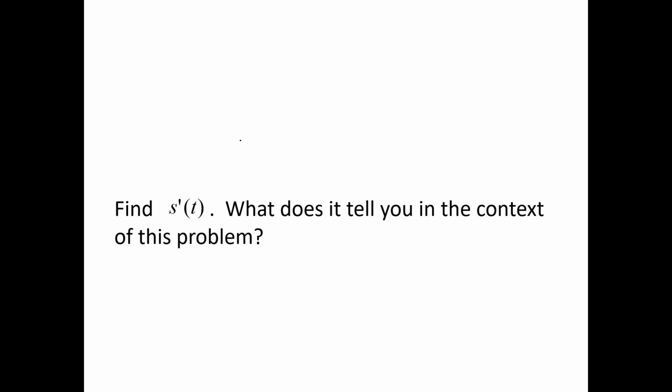Find S prime of t. And what does it tell you in the context of this problem? So S of t is t squared minus 4. S prime of t, which again is the same thing as ds dt, the change in position over the change in time. And so now we're seeing that we don't get a constant value, we get 2t.